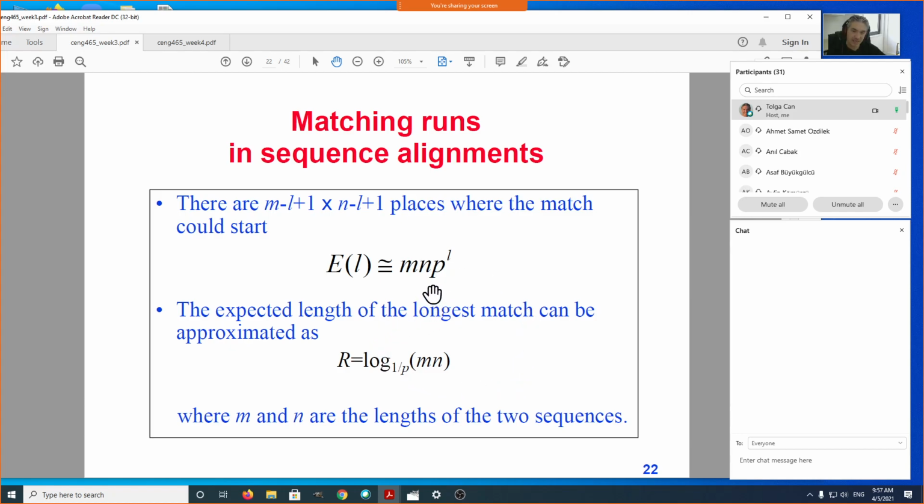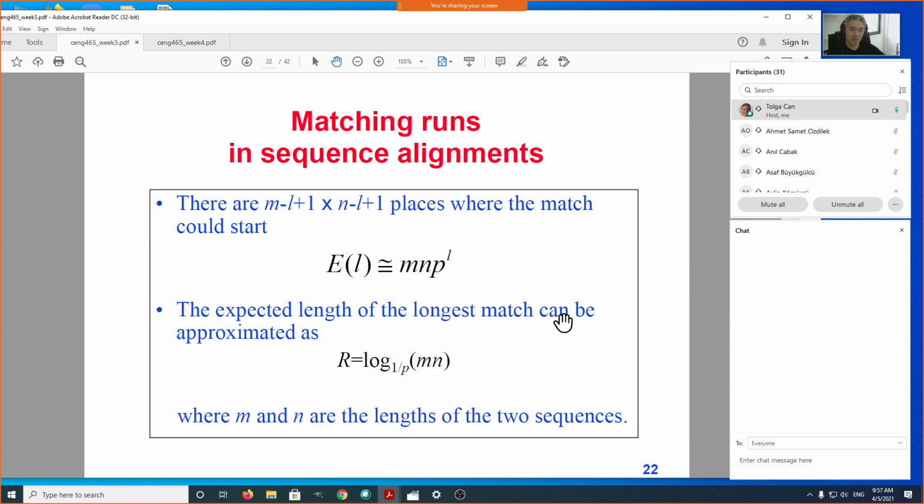But the idea is, as the length of the sequences gets longer, it grows quadratically. For example, if they're both of equal length, this will be like n squared P to the L. And this is the expectation value of a particular L.